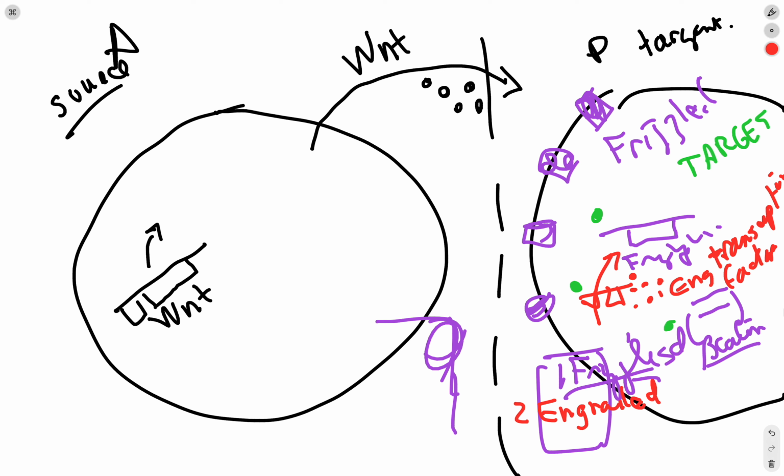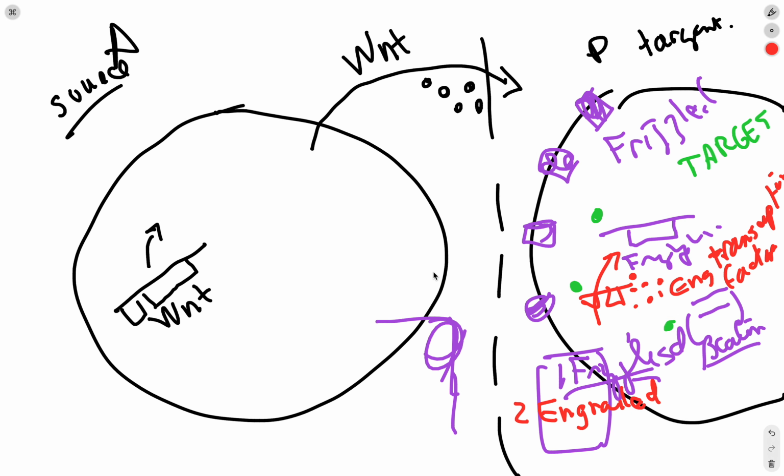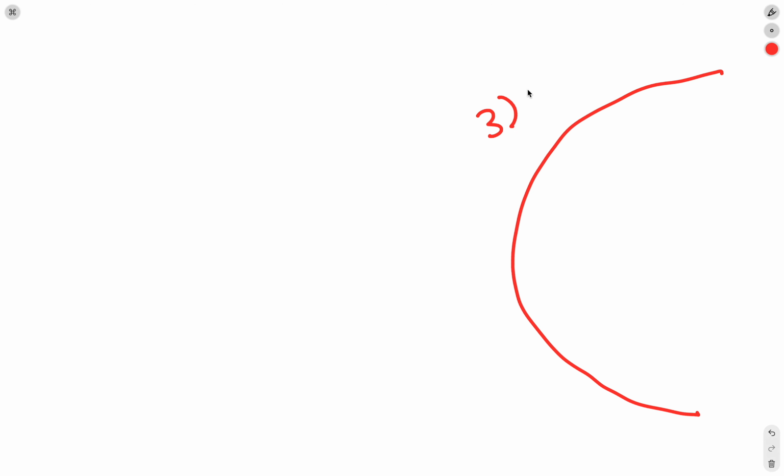And I'm just going to erase mine and draw a little bit more. So then the third thing that we're going to say is this. Another posterior identity gene, so the third one on your list, is going to be what we're calling Sonic hedgehog.